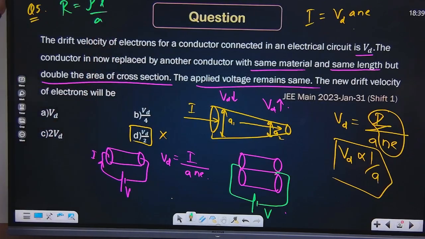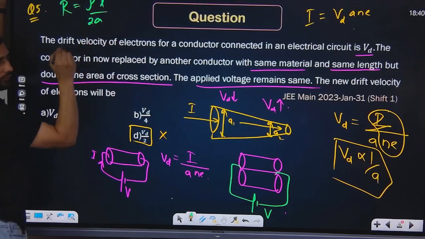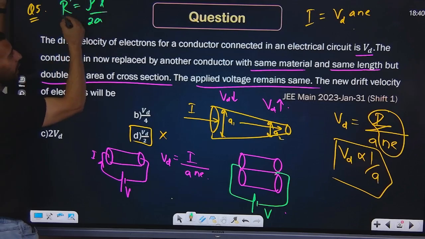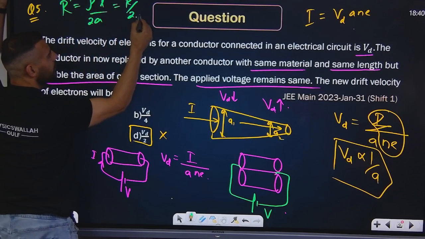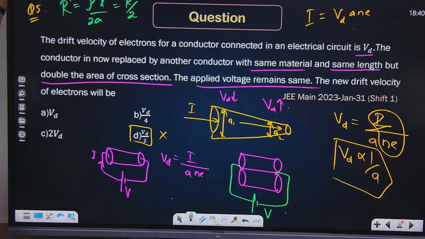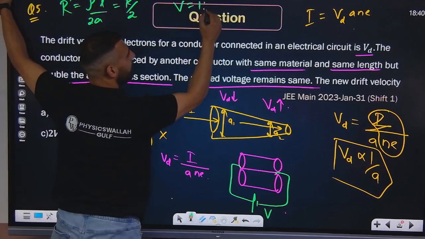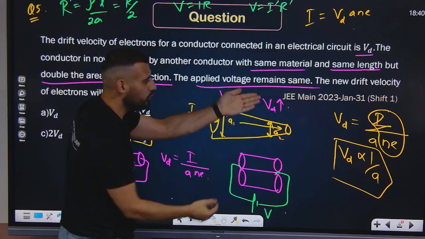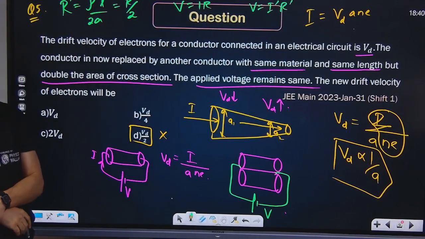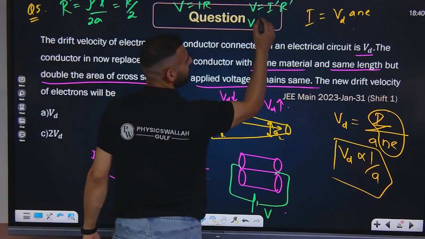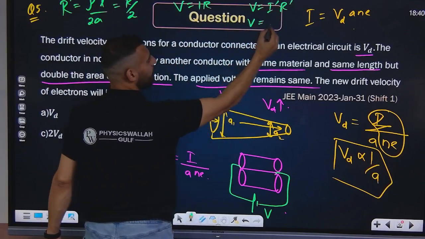Area has been doubled. Rho and L are the same. So R dash is original R by 2. Now as for the concept, V is equal to IR, correct? But V is also equal to I dash R dash, because the voltage in the second case is also the same. Correct? Now we have to find I dash.